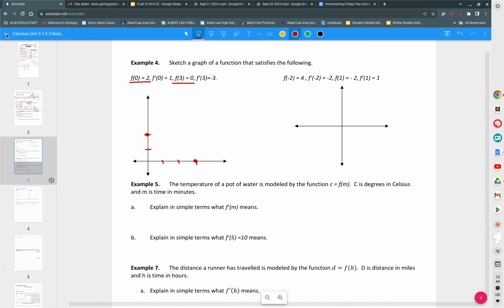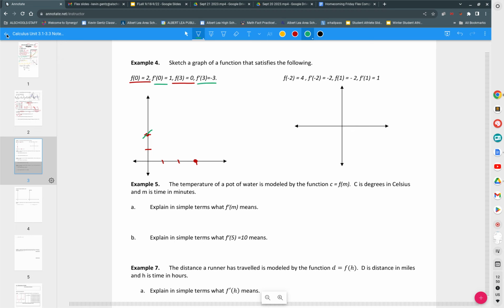Now the next thing is, it says f prime of 0 is equal to 1. What does that mean? I'm going to use a different color here. That means the slope right at that spot is equal to 1. So at x equals 0, I'm going to have a slope of 1. I'm just going to draw a little green line that shows me I have a slope of, excuse me, of 1.